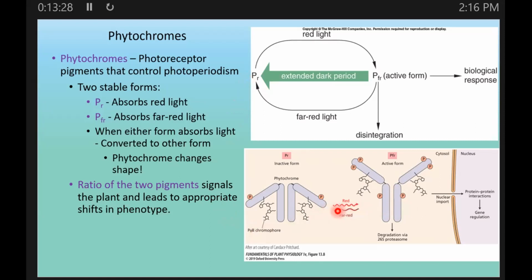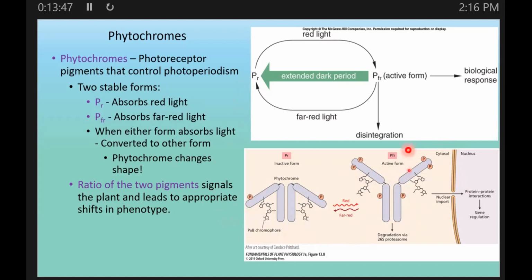All right. And so what the plant is really doing is it's saying, how much piece of R do I have? How much piece of FR do I have? And based on that ratio, what do I have more of? It will tell them specific things about their light exposure versus their dark exposure.